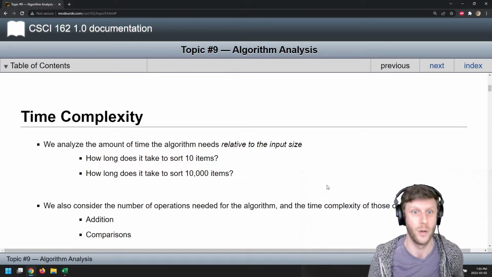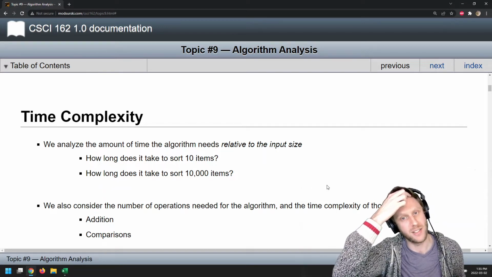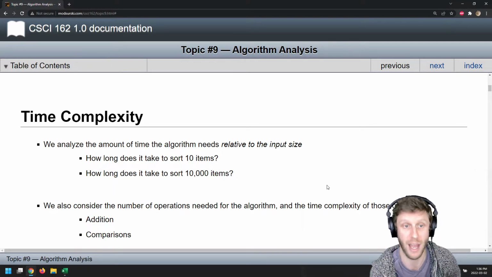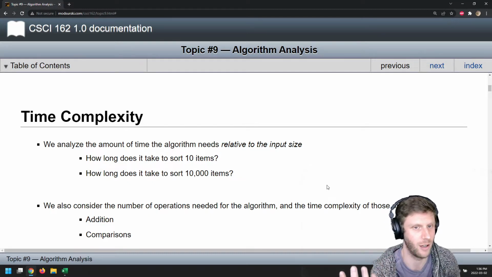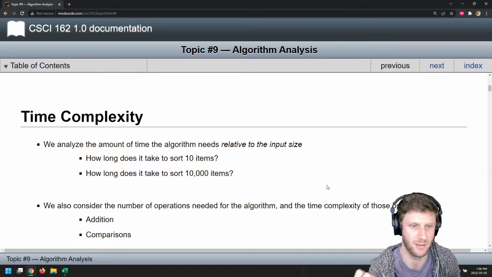So we analyze the amount of time the algorithm needs relative to an input size. So how long does it take to sort 10 items? How long does it take to sort 10,000 items? And obviously it's going to take longer to sort 10,000 items, but can we understand how much more work it's going to need mathematically?